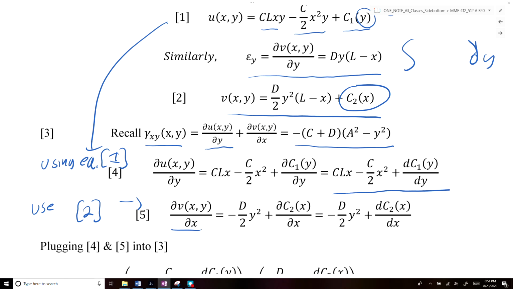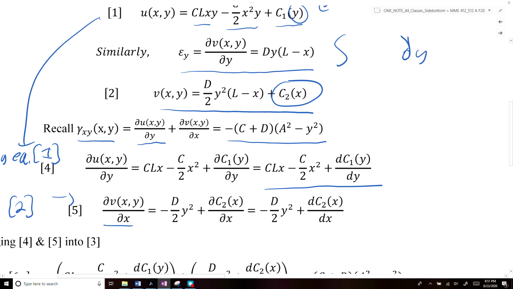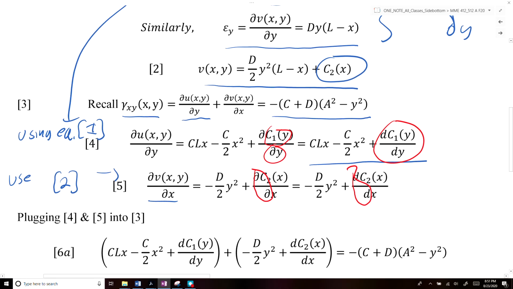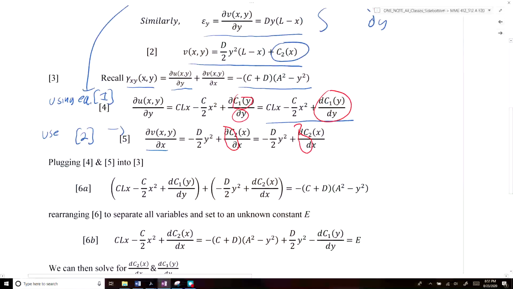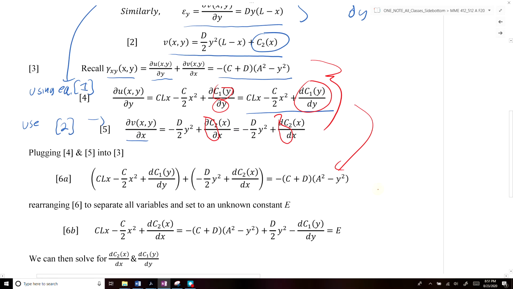So the one thing I like to point out here is since c1 of y is only a function of y, we can simplify our partial derivatives to being ordinary derivatives for both of these terms. All right, so if we plug equations 4 and 5 into equation 3, what we end up getting is this equality here.